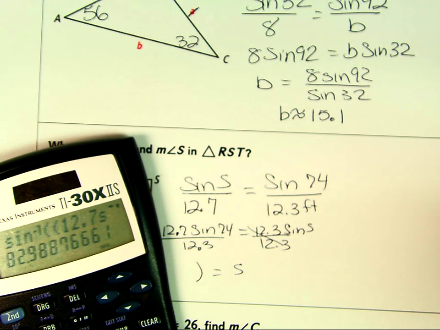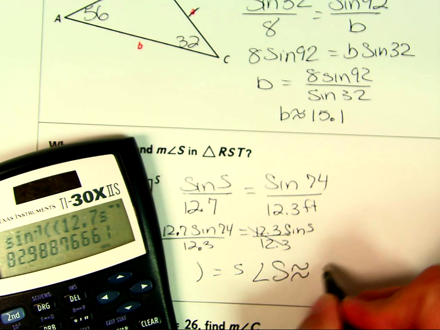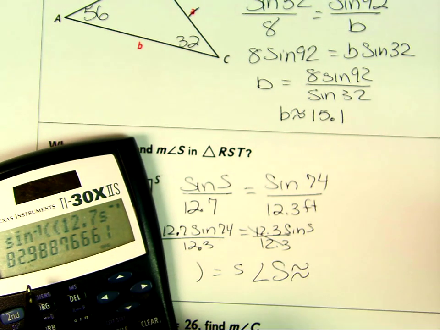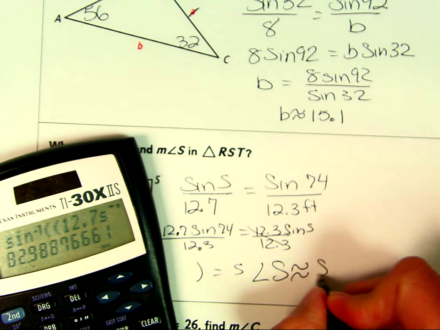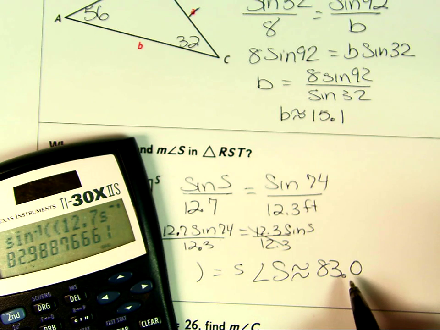And voila, I get that S, angle X, is approximately equal to, if we round to the nearest tenths, 83.0. Remember, because the 8 would move that to a 0, but the 0 tells us that we rounded to the nearest tenths.